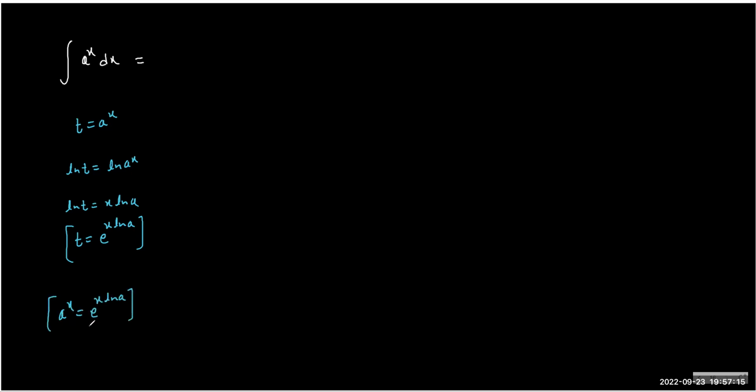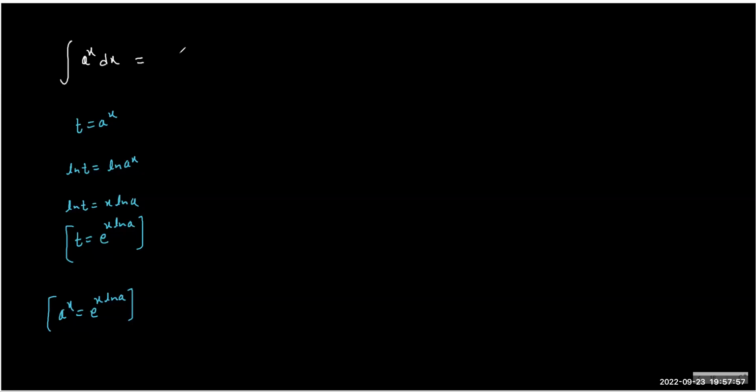Do you realize this? Yes or no? Difficult, right? Try to do it on your own. First derive this. So first we write t equals a power x because the variable is in the power. We take the log to bring it to the base. When you take a log of a power something, the power becomes a multiplier. And now we take the inverse process. So we know if ln t is something, ln is e base, right? So t becomes e power x ln a.